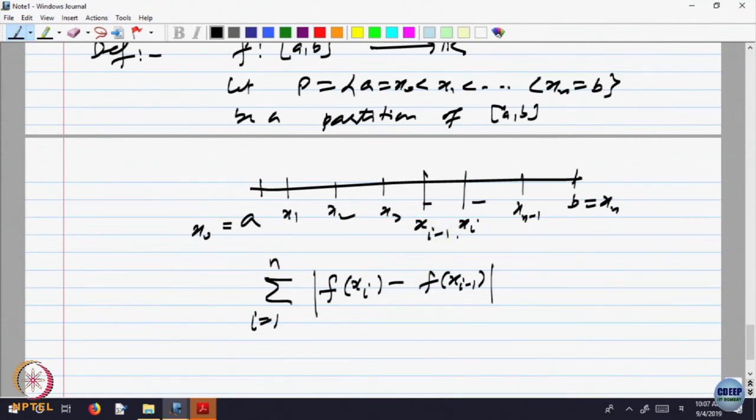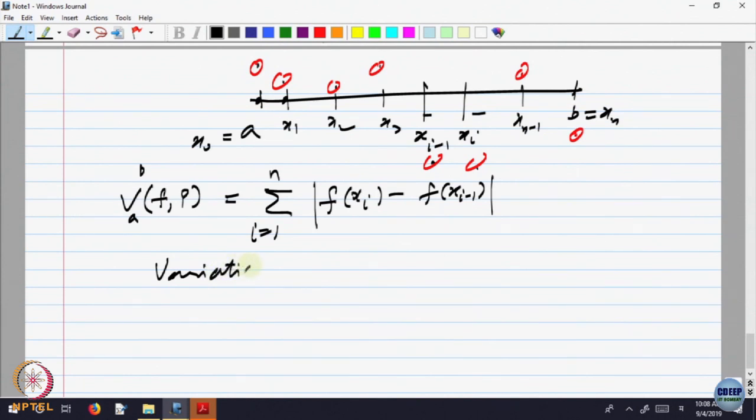right? We have taken a general point. So, the value at a minus the value at this, and this and this probably, and this and this, and so on. So, look at these differences. So, this is how much the function varies at these endpoints, right? This is the variation of the function at these endpoints. So, this is given a name. We call it V, variation from a to b of the function f with respect to the partition P.